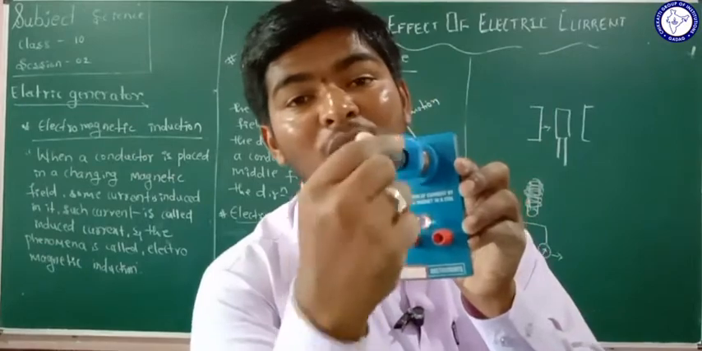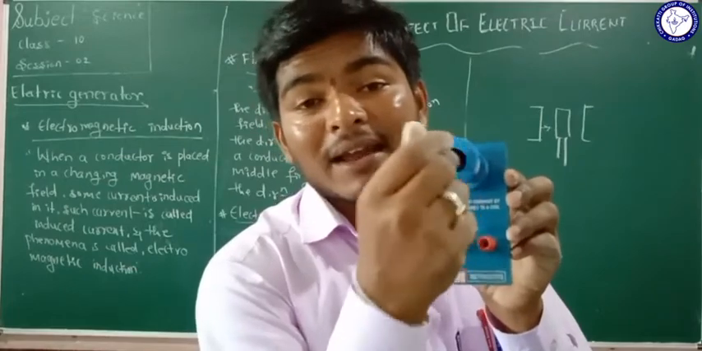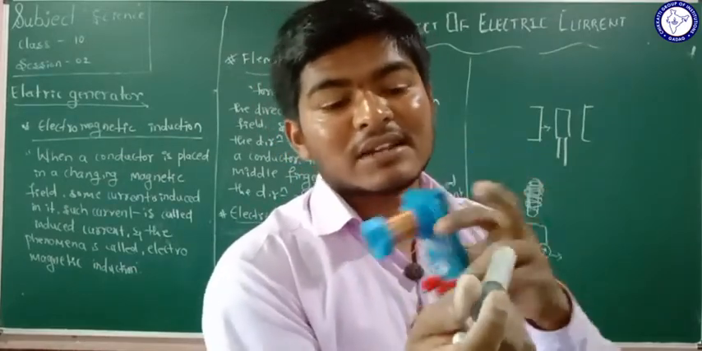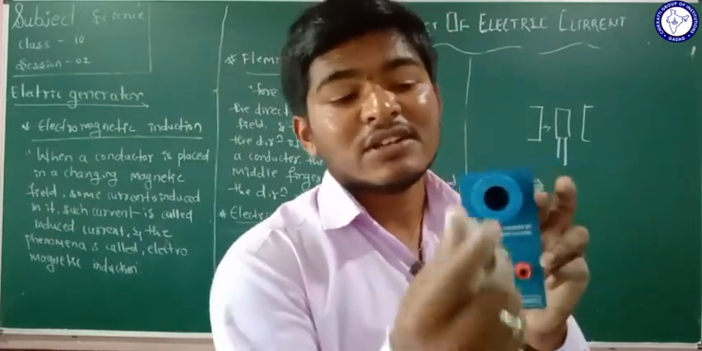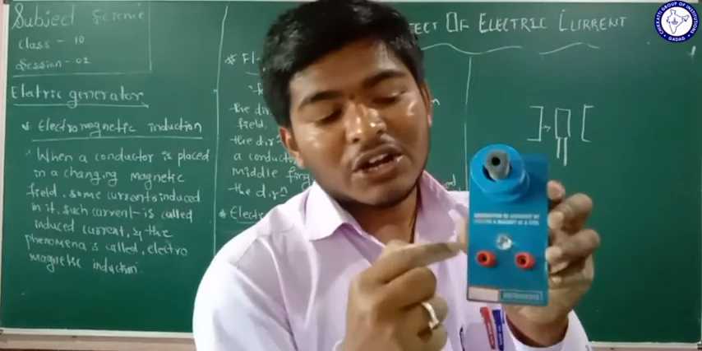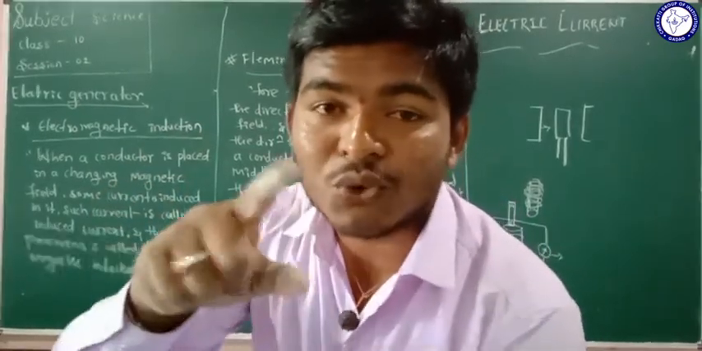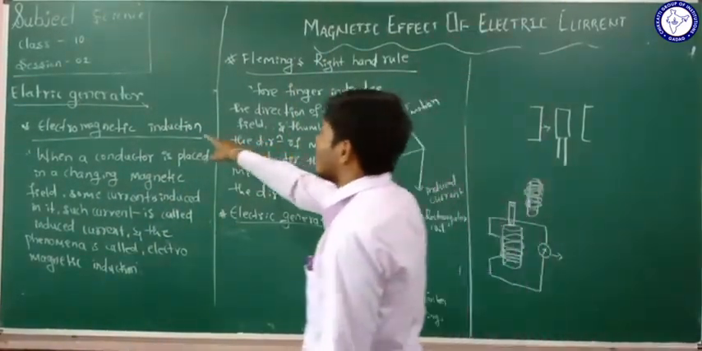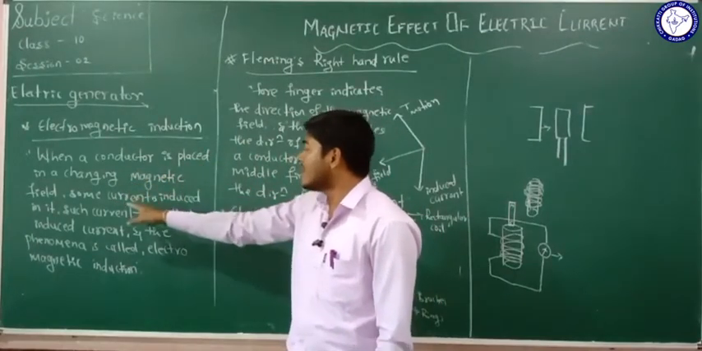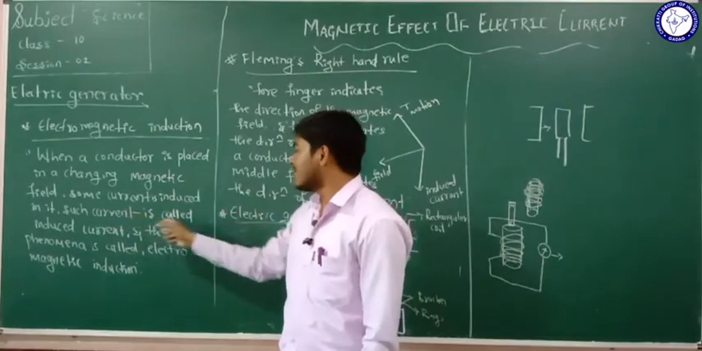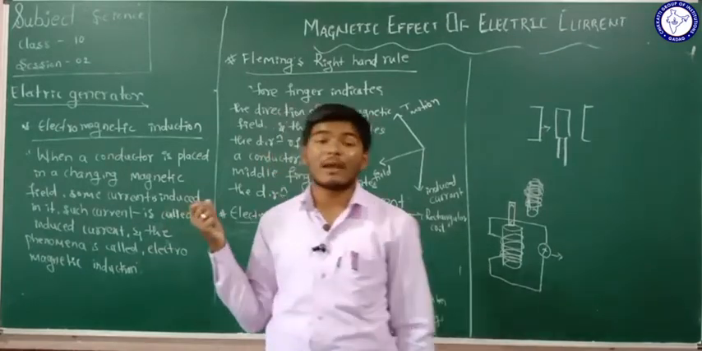Here the light glows due to some induced current due to the motion of the magnet, the change in the magnetic field. When this magnet moves continuously, the magnetic field acting on this coil also changes. So the change in the magnetic field induces some current, and this current is called an induced current, and this total phenomenon is called electromagnetic induction. When a conductor is placed in a changing magnetic field, some current is induced, and such current is called the induced current, and the phenomenon is called electromagnetic induction.